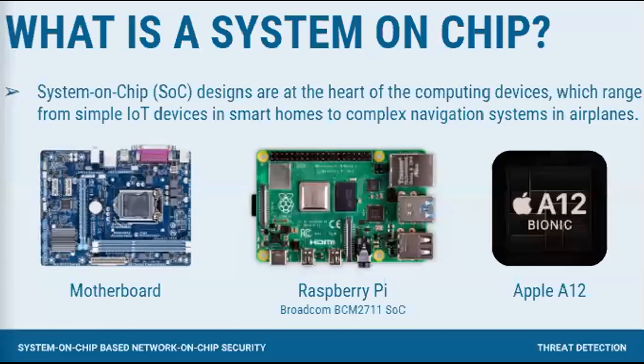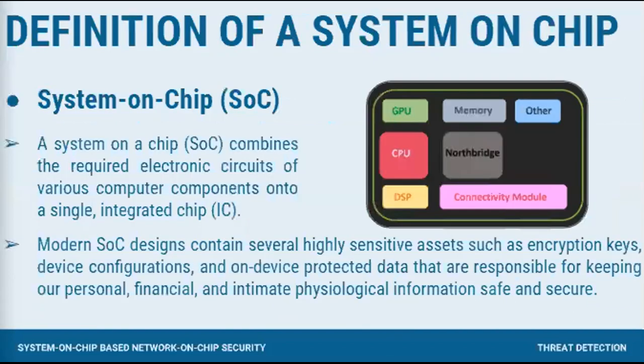A system on chip is a single integrated circuit, as if all the functions in a motherboard were built together in one chip. For an example, we can consider the Raspberry Pi Broadcom BCM2711 system on chip, as well as the Apple A12 Bionic chip. In terms of a definition, a system on chip combines the required electronic components of various components into one single integrated chip. So that's it.